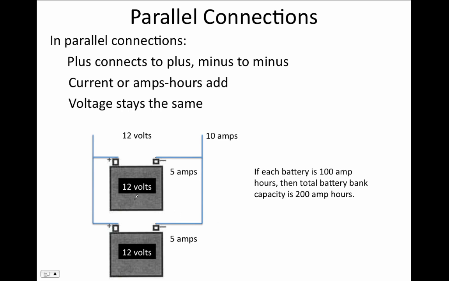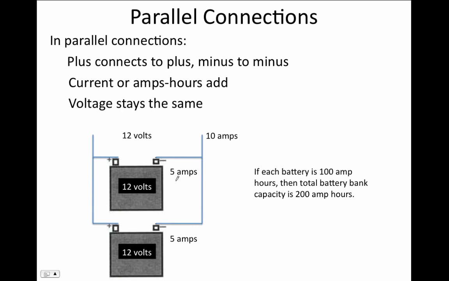The unit of measure of the storage capacity of batteries is the amp hour. What 100 amp hours means is that if I'm taking 5 amps out of this battery right now, and it's a 100 amp hour battery, then I could take that out for 20 hours. So the amps times the hours equals the amp hours. If I was taking 10 amps out of this battery, I'd only be able to do that for 10 hours.